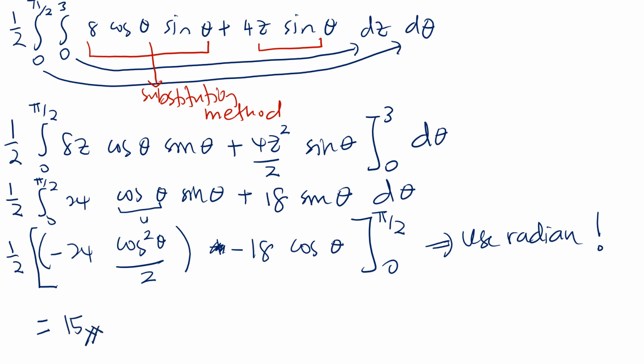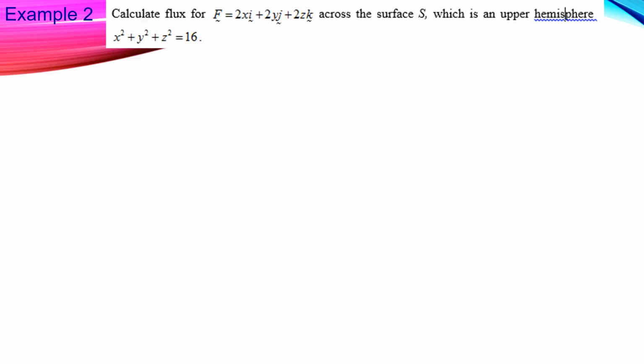Okay, this is for the cylinder. Alright, now we turn to example number 2. Calculate flux. Remember flux is the surface integral for F equal to 2xi plus 2yj plus 2zk across the surface S, which is an upper hemisphere, x squared plus y squared plus z squared equal to 16.